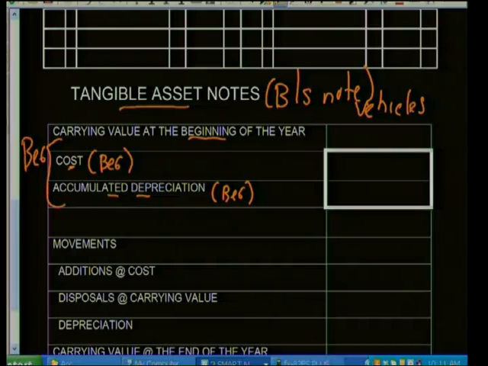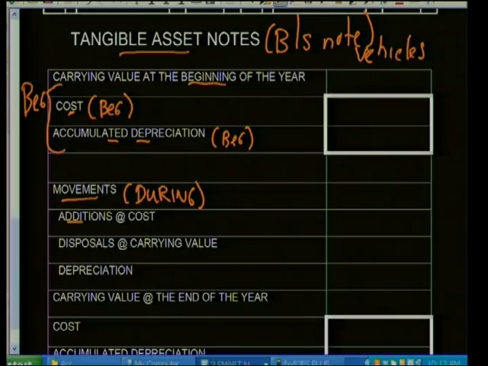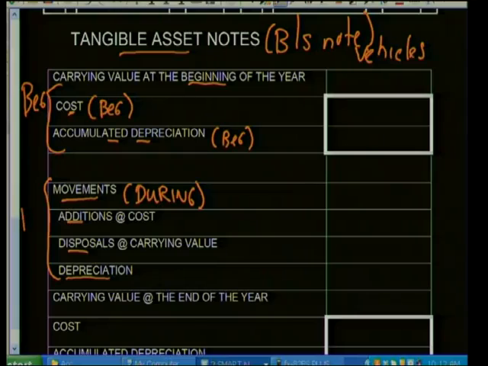Then the next part of this note, we move on to movements. Now movements simply means what happened during the year. So during the financial year, there could be additions, acquisitions, purchase of new vehicles. There could be disposals, and there obviously will also be depreciation. So this happens during the financial year. Yes, I know depreciation happens at the end of the financial year. Right, so this movements section deals with during the year.